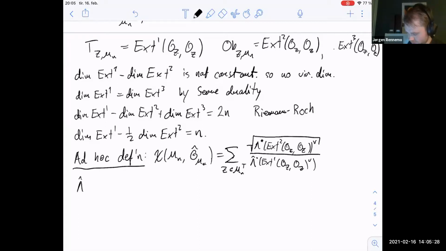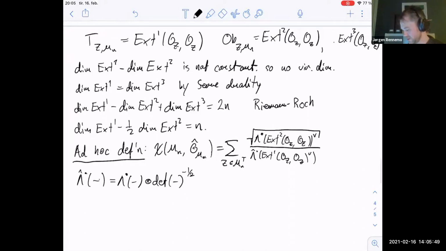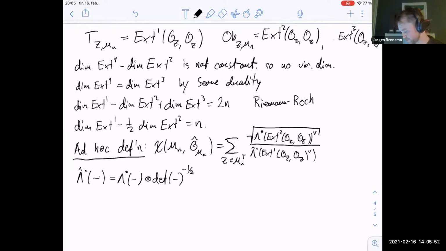Here I should introduce the notation. When I say put a hat over something, it generally means I want to symmetrize it. So in this case, take the usual wedge bullet and make it symmetric by tensoring with the inverse square root of the determinant. And these are still polynomials in the t_i, so it's a completely explicit thing.